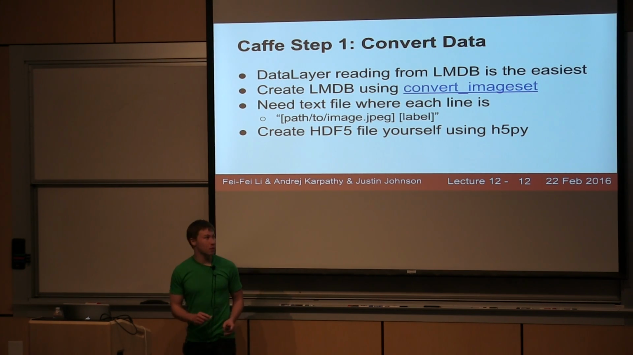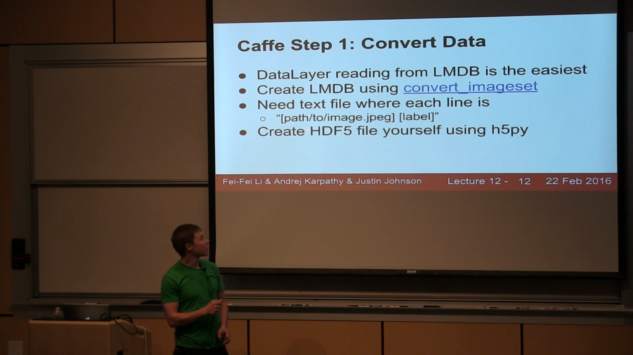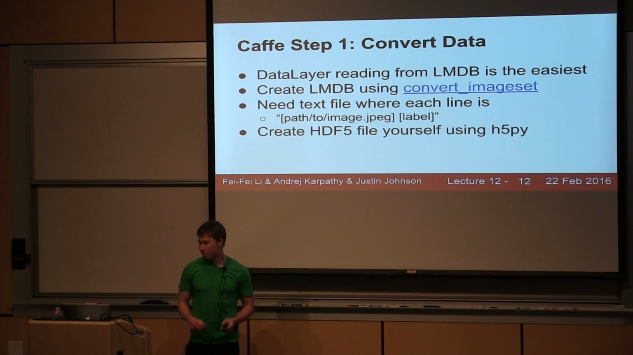So just to give you an idea, this is really easy. You just create a text file that has the path to your images, separated by the label, and you just pass it to your Caffe script. Wait a couple hours if your data set's big, and you end up with a giant LMDB file on disk. And if you're working with something else like HDF5, then you'll probably have to create it yourself.